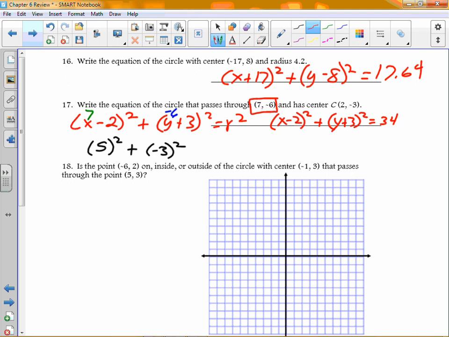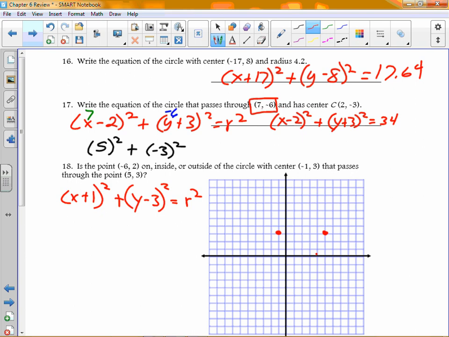Here's another one. They're trying to get us to write the equation of the circle. The center is at (negative 1, 3). So (x plus 1), (y minus 3). It passes through the point (5, 3). So this magical circle out there, let's mark these points. 1, 2, 3, 4, 5. 1, 2, 3. There's the point (5, 3). The center of this circle is at (negative 1, 3).